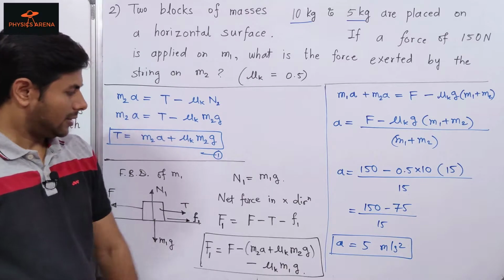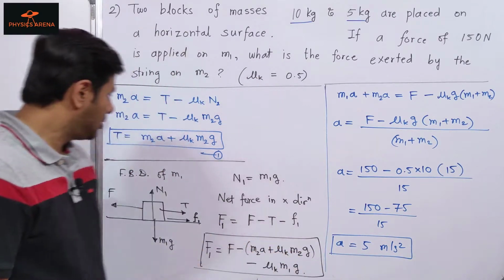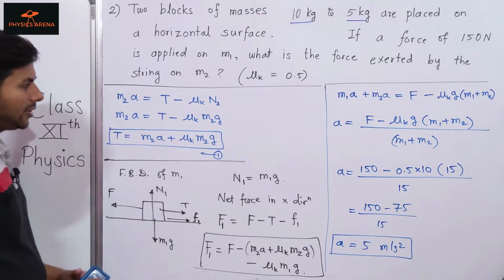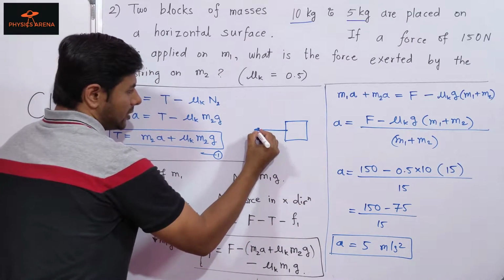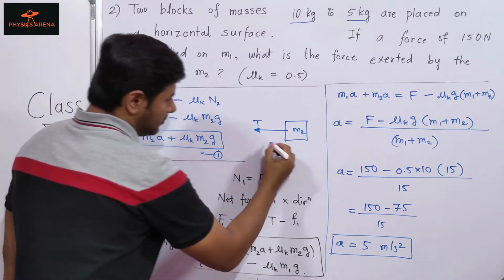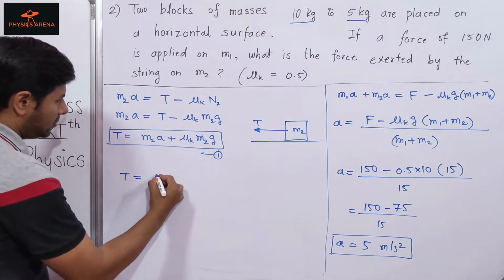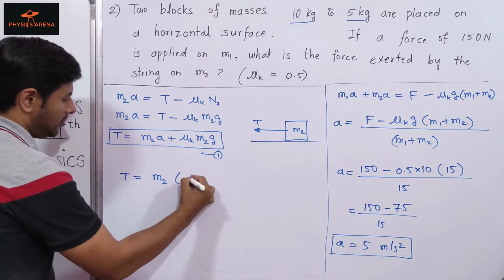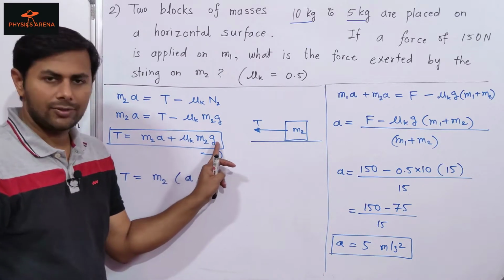Alright, and then finally we can take this acceleration, substitute it here and find out the tension in the string, which is equal to the force due to the string acting on mass m2. Okay, so we have T equals, I can take m2 common from these two terms, multiplied by A plus mu k into g.